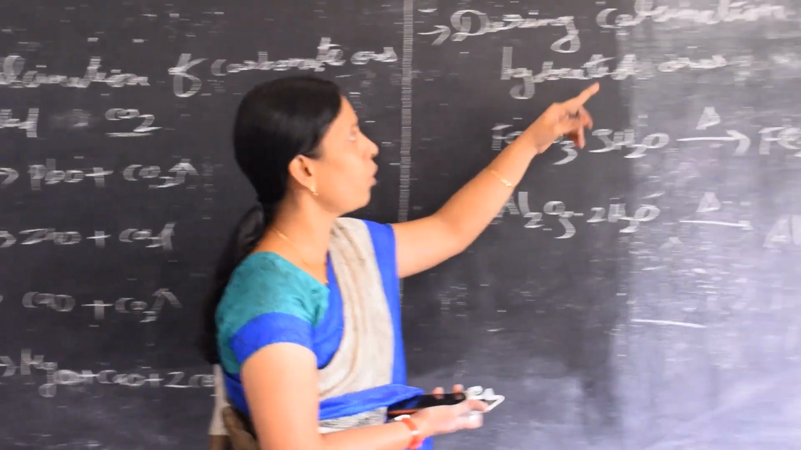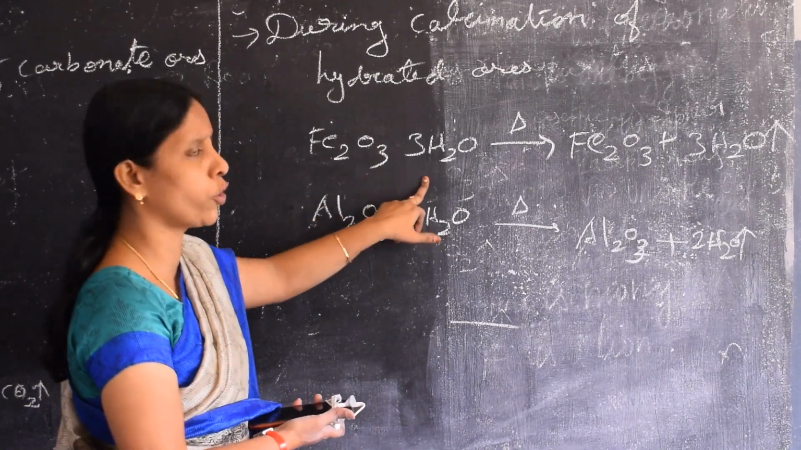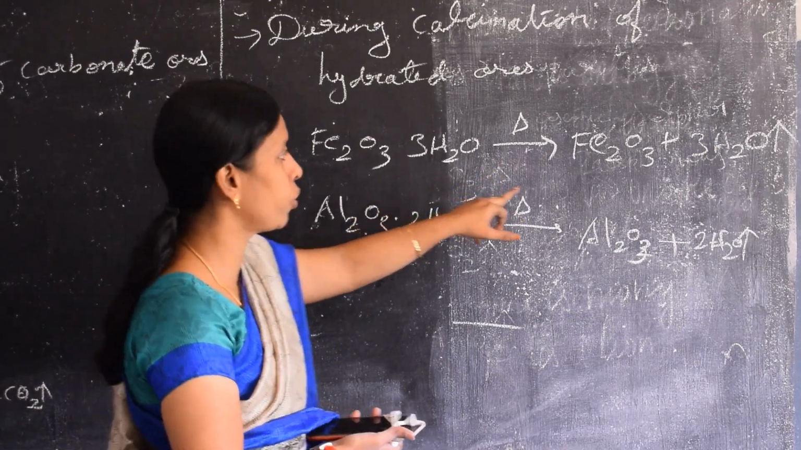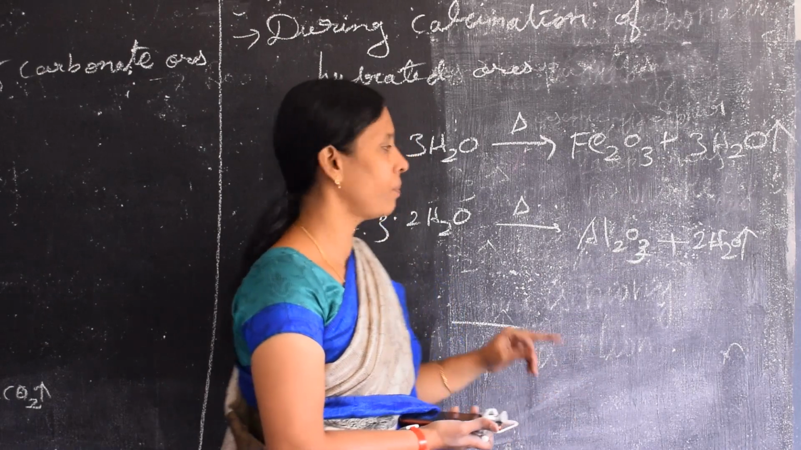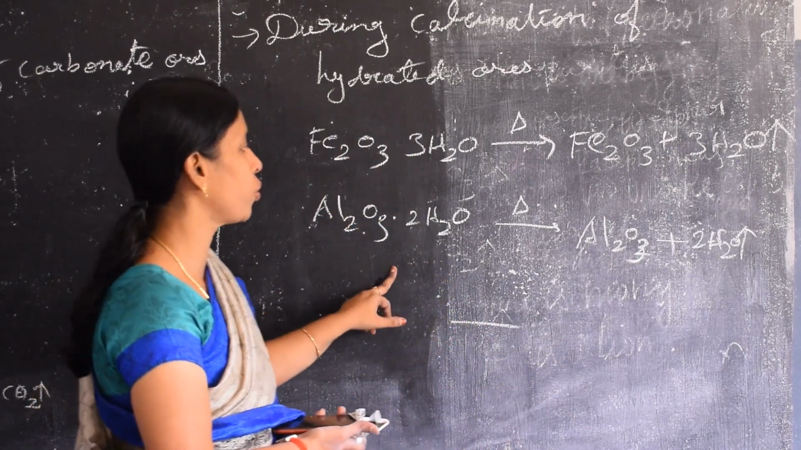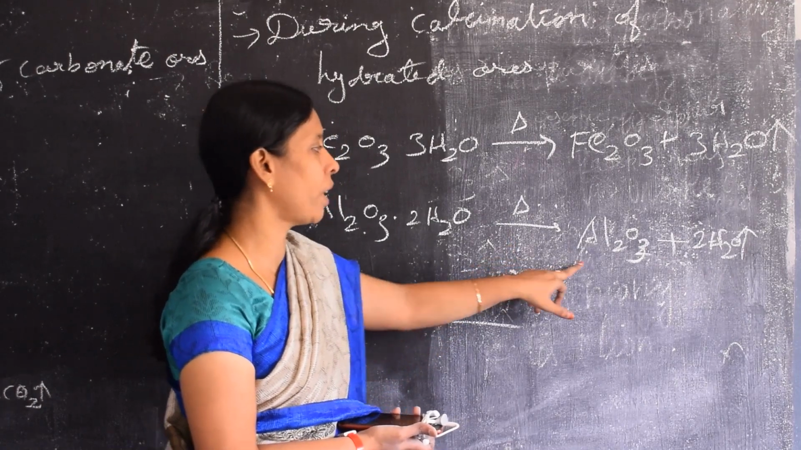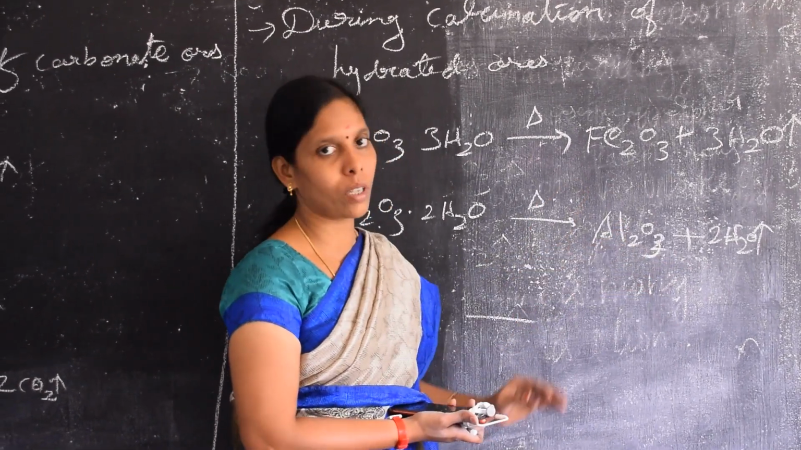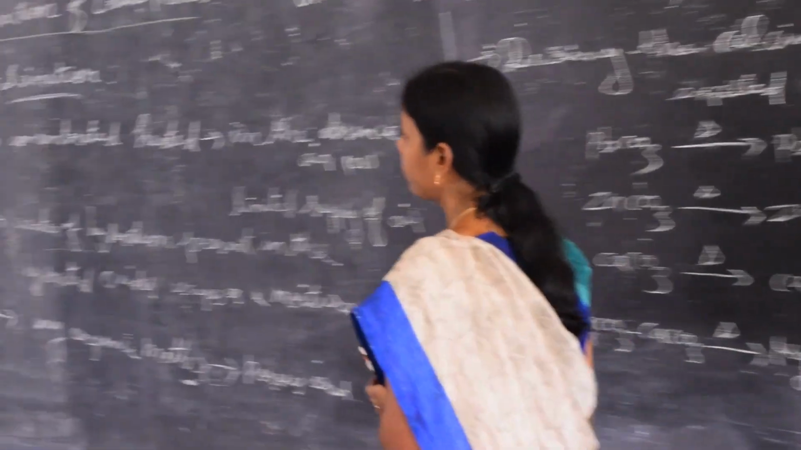And during calcination of hydrated ores, for example, Fe2O3 3H2O, limonite is strongly heated in the absence of air to form Fe2O3 and 3H2O, water released as a vapor. And then Al2O3 2H2O strongly heated in the absence of air to form Al2O3 and 2H2O. 2 moles of water molecules are escaped as a vapor. Okay, so this is the calcination process.